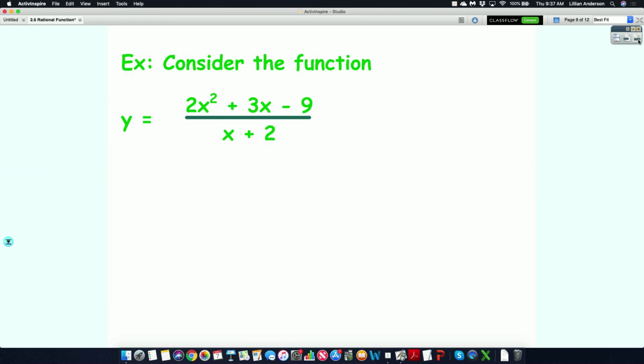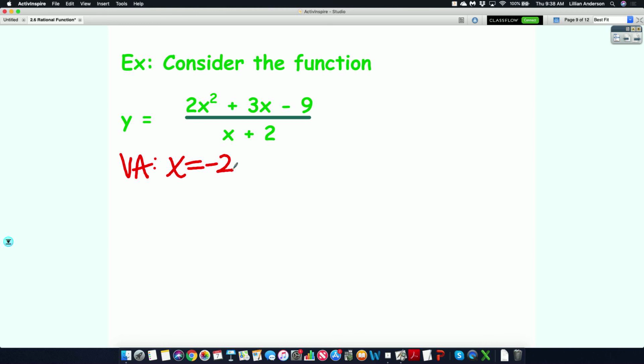Okay. Let's look at an oblique one. Refresh your memory about long division. All right, we're going to consider the function y equals 2x squared plus 3x minus 9 all over x plus 2. Our vertical asymptote is going to be what? -2. That is the numerical value, but we're going to write it as an equation. x equals -2. Again, you get your vertical asymptotes because you do what? You set your denominator equal to 0.